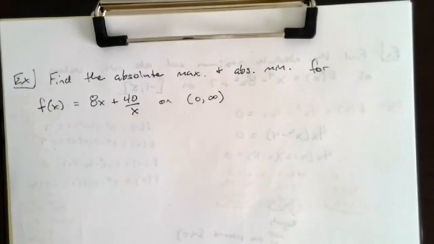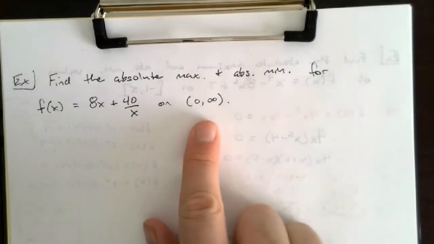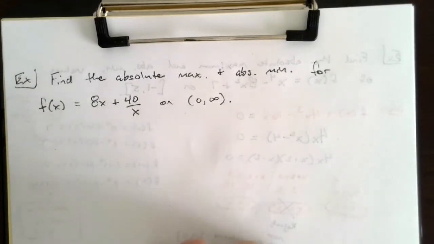So first off, recognizing that this is an open interval, the extreme value theorem doesn't apply. It's not a closed interval. You can't substitute in endpoints. Open interval here means the endpoints aren't included. So you still want to start the same way, though. You want to find that first derivative, because remember, what I'm really looking for is critical values.